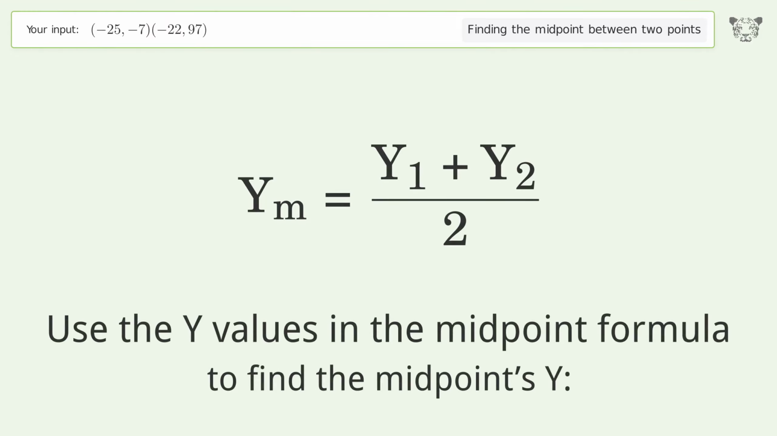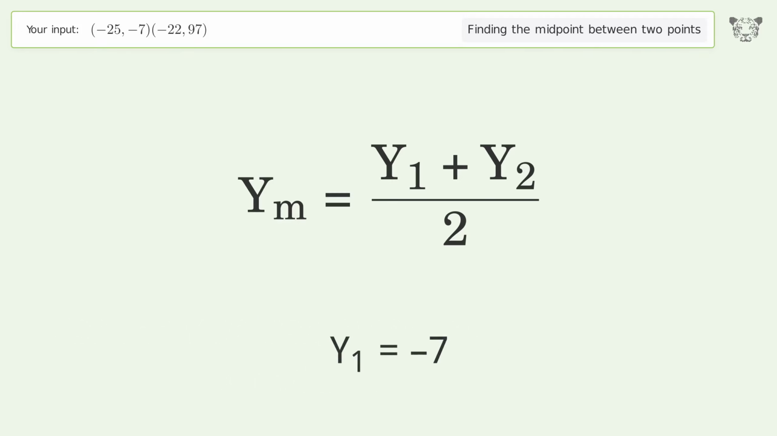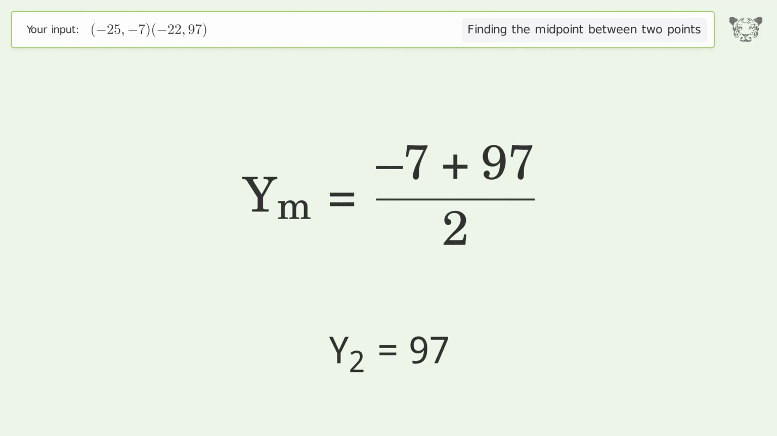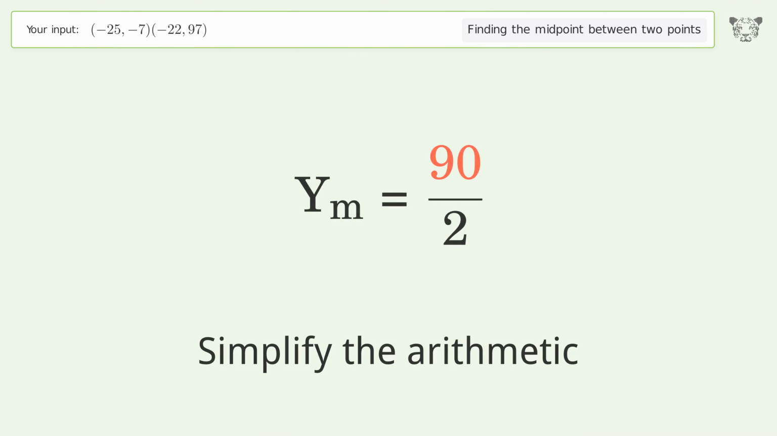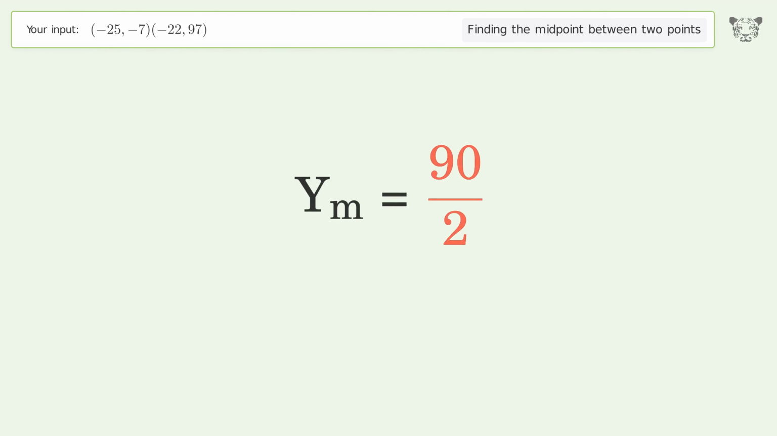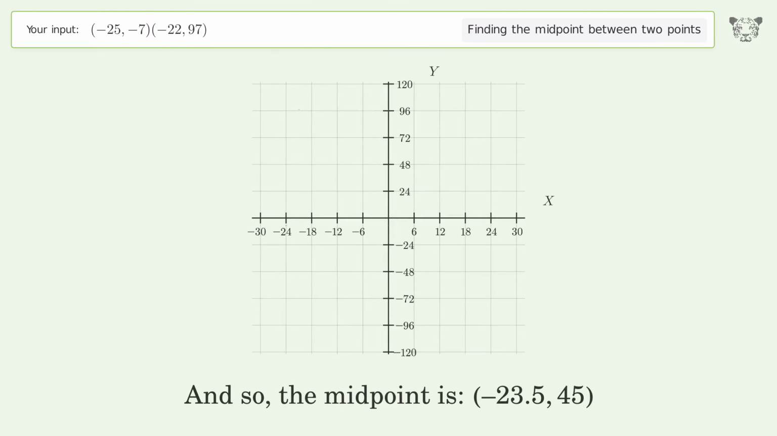Use the y values in the midpoint formula to find the midpoint's y. y1 equals negative 7. y2 equals 97. Simplify the arithmetic. And so, the midpoint is negative 23.545.